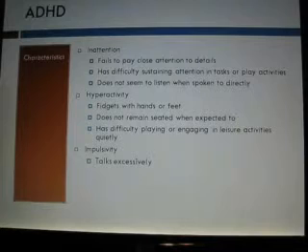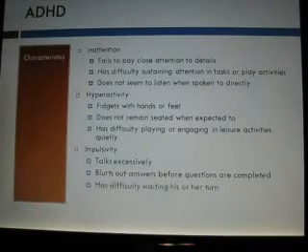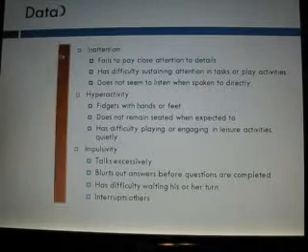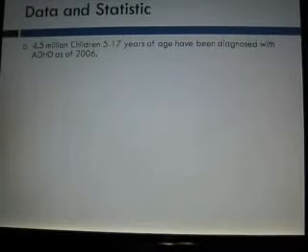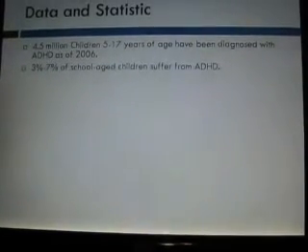Impulsivity. Talking excessively. Blurts out answers before questions are completed. Has difficulty waiting his or her turn. Interrupts others. Here are some data and statistics on ADHD. 4.5 million children 5 to 17 years of age have been diagnosed with ADHD as of 2006. 3 to 7% of school-age children suffer from ADHD.